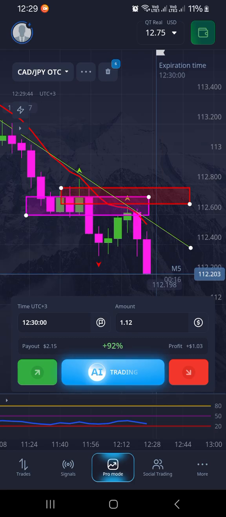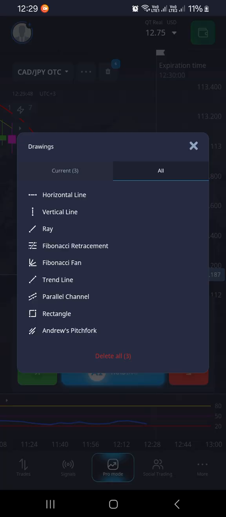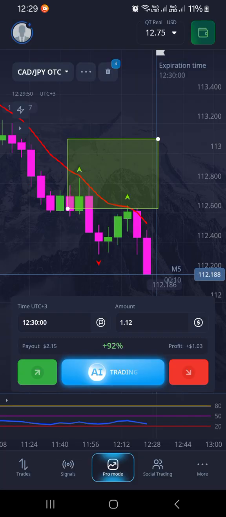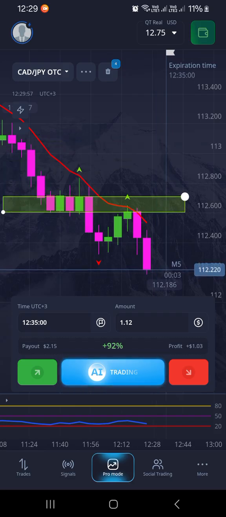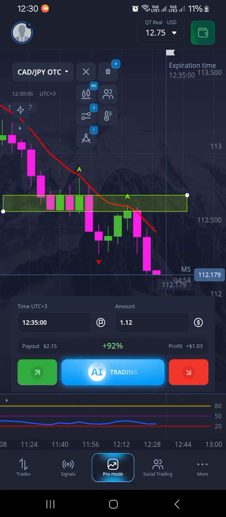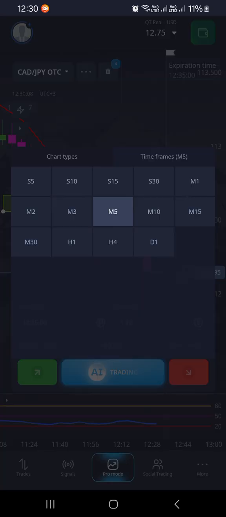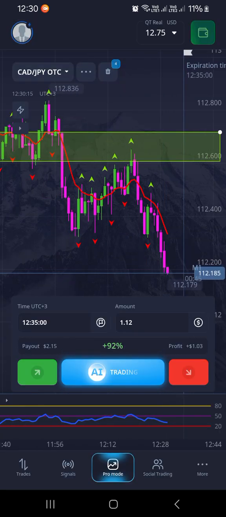Let me analyze this for you. Let me start again. Remember, this was my base. This was my base here, guys. So this being my base, I marked it like that, guys. To refine my entries, I came to the lower time frame.